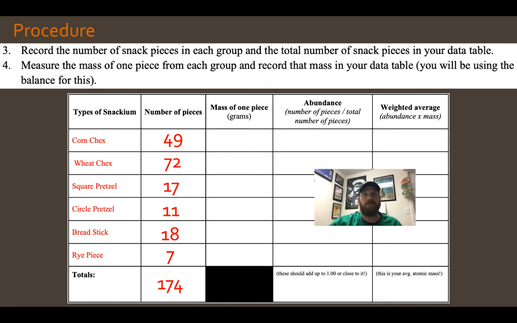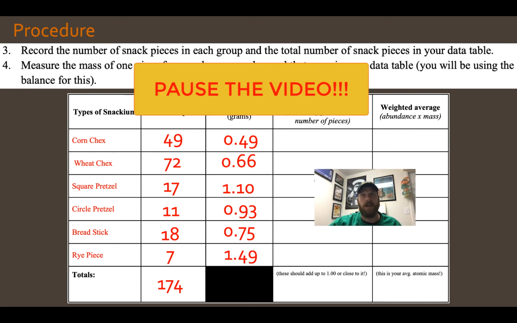I completed step 4 of the procedure by finding the mass of one piece of each snack item using a balance. A corn Chex has a mass of 0.49 grams. Wheat Chex, 0.66 grams. The square pretzels have a mass of 1.10 grams, while the circle pretzels have a mass of 0.93 grams. The breadsticks have a mass of 0.75 grams, and the rye pieces were the most massive isotope with a mass of 1.49 grams. Make sure you are filling out your data table.